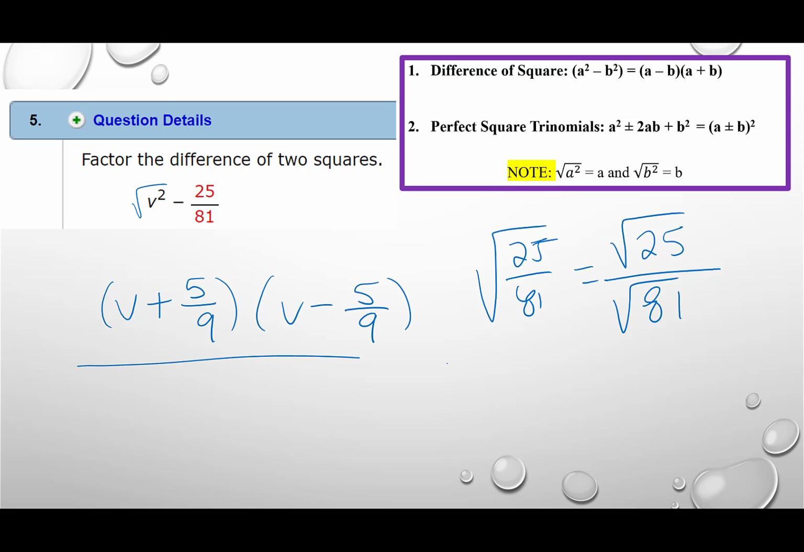And because the original problem had a fraction, it is okay for you to leave a fraction here in the answer. You do not need to move the denominator to the coefficient. Just keep it exactly how it is.